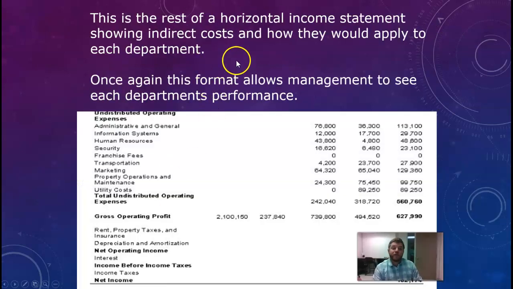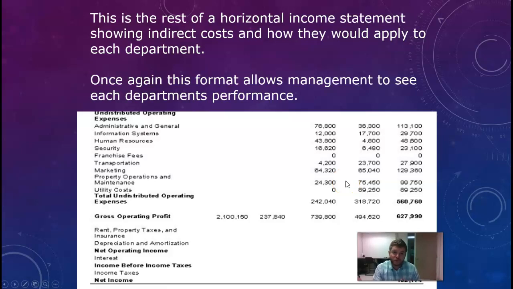This is the rest of a horizontal income statement showing each indirect cost and how they would apply to each department. This format allows management to see how each department is doing. So the difficult part here, you see all of the very similar security, franchise, marketing, all of these things. Typically, most businesses group them together and take them away as a whole. This one here, they're looking at and saying, we're going to split it up amongst departments. It is hard to split these costs up.